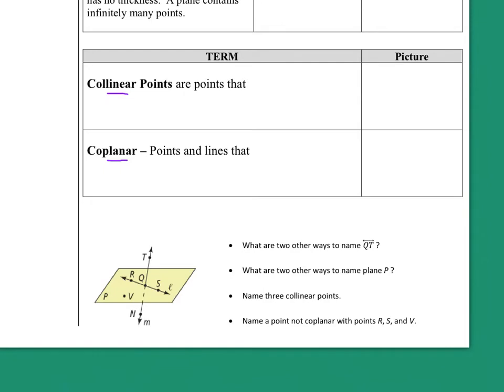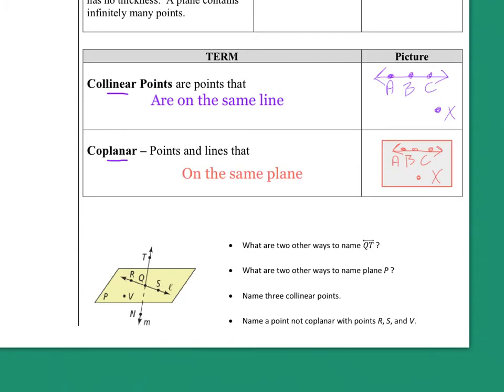So if we have collinear points, those are points that are on the same line. They're on the line together. Coplanar are points that are on a plane together. So in these pictures that I drew, the first one we can see that point A, B, and C would all be collinear because they're on the same line. However, point X is not collinear because it is not on line AB.